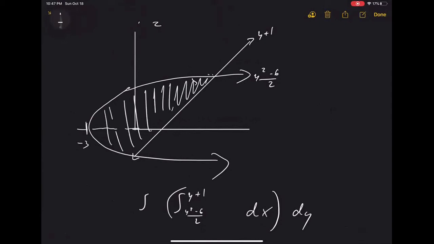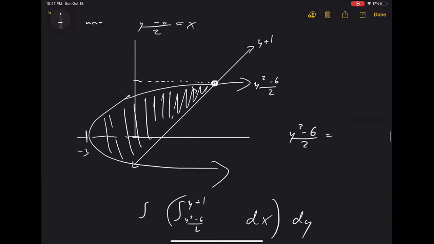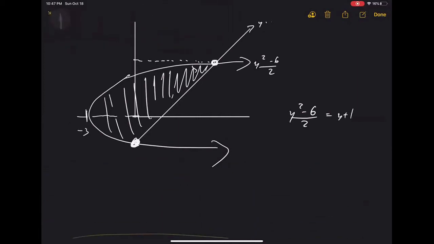Well, it would be whatever this value is, right? The y value of this point of intersection. So that's one of the intersection points of y squared minus 6 over 2 and y plus 1. And then what's the smallest my y value could be? It'd be whatever this y value is. And again, that's an intersection point of these two curves. So let's solve for those values. I set one equation equal to the other, and then I solve for y.